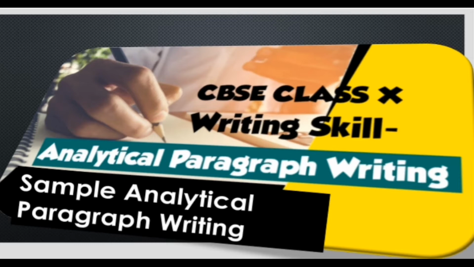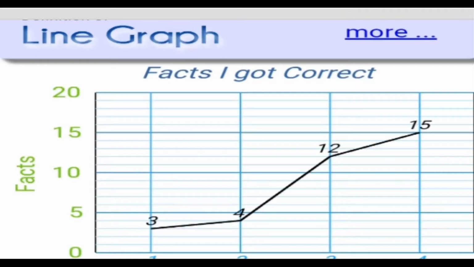So dear students, as we have discussed the basics and types of analytical paragraph writing in the previous video, today we are going to discuss one of the paragraphs which is based on a graph, that is the line graph. So the question comes, what is a line graph? Yes, children, the line graph is a type of chart used to show information that changes over time. It is a graph with points connected by lines to show how something changes.